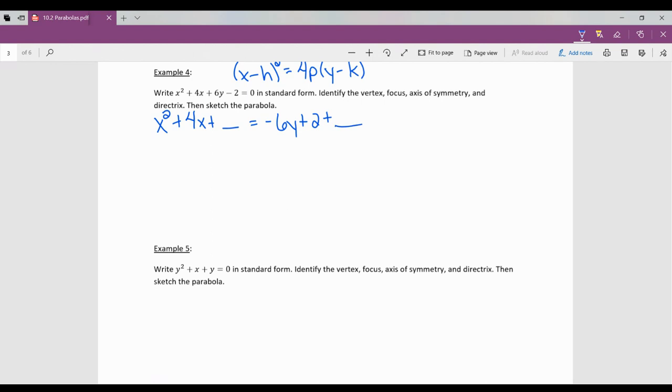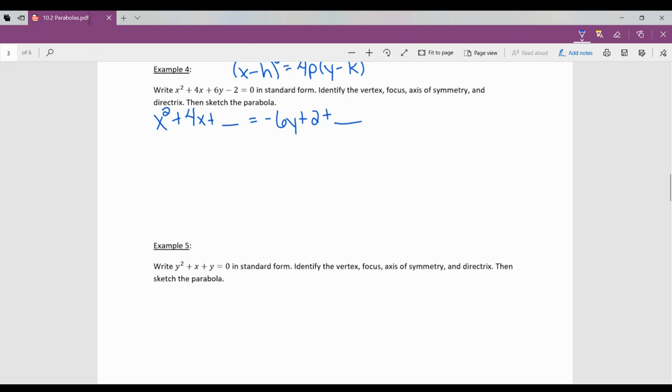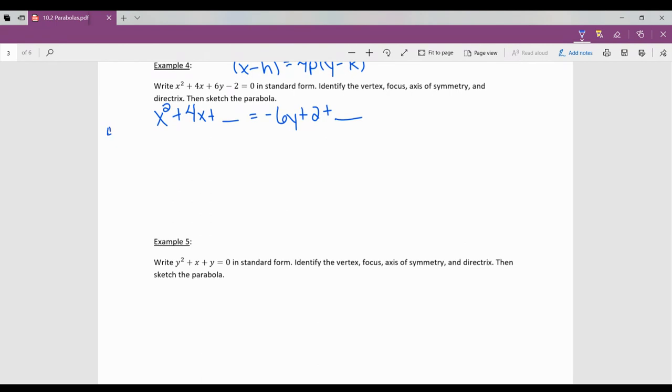All right, so we're going to complete the square. We take the middle term, we divide it by 2, and then we square it. So we add 4 to this side, we add 4 to that side. So we get (x plus 2) squared equals negative 6y plus 6.